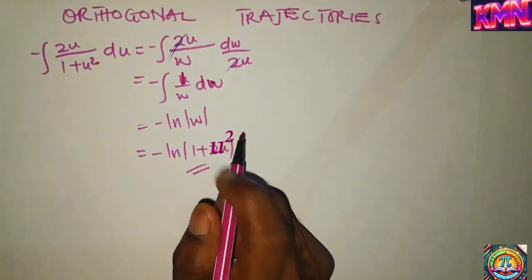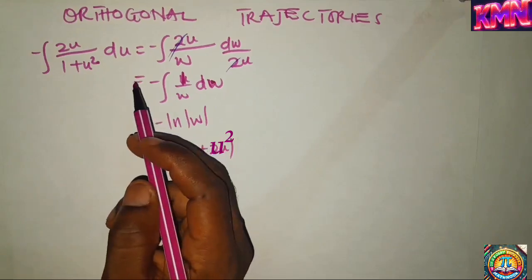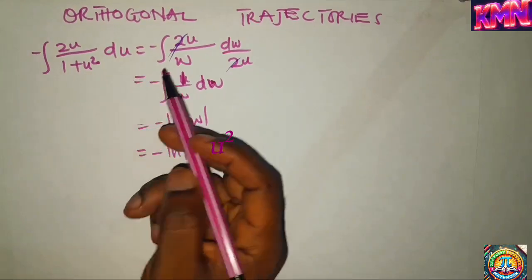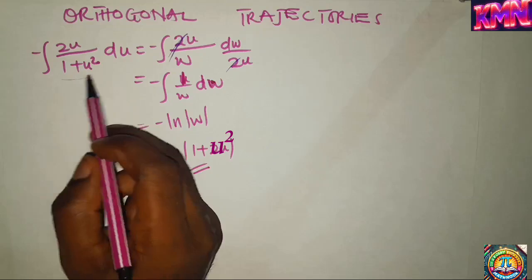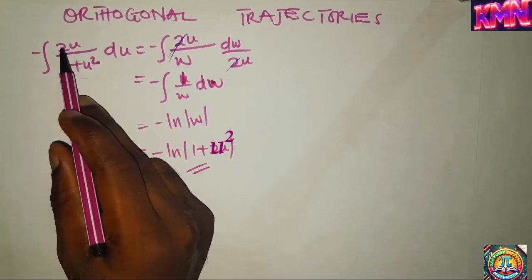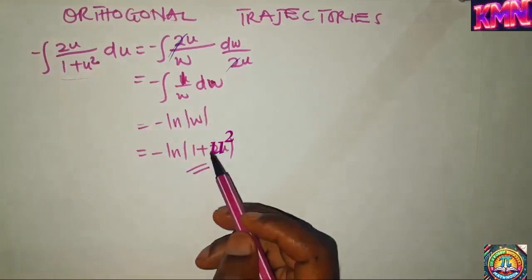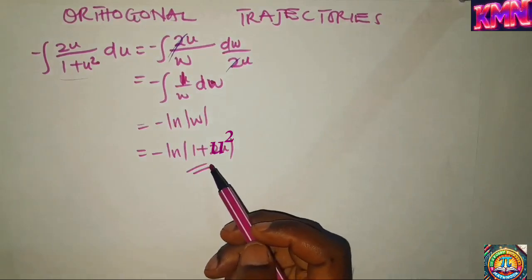So always note that any time you're integrating and you realize that whatever you have in the denominator, when you differentiate, gives you what you have in the numerator, it will lead to ln. That's the smartest way to know that.